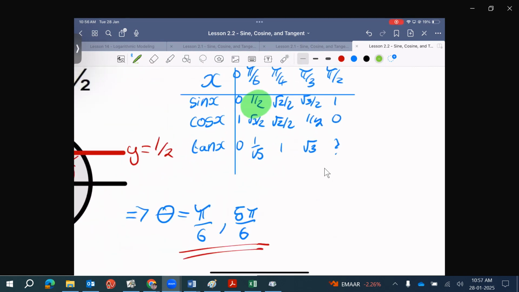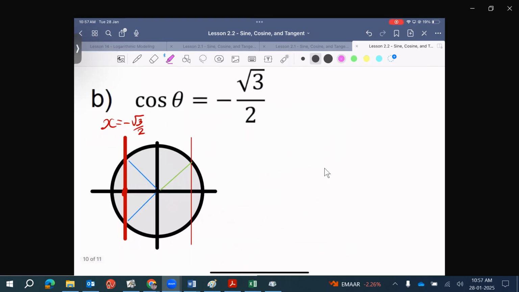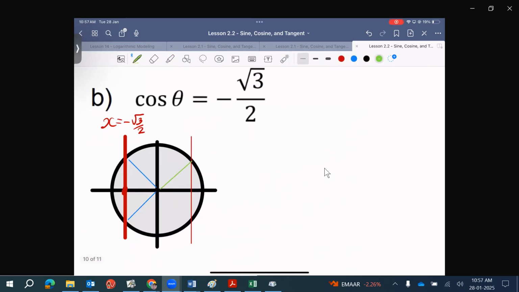Which one is it? Pi over 6 again. This is when the cosine value is root 3 over 2. So this angle here is pi over 6. What about this angle here for this one? Well, we're going to get a minus pi over 6 there, and we're going to get a plus pi over 6 here.